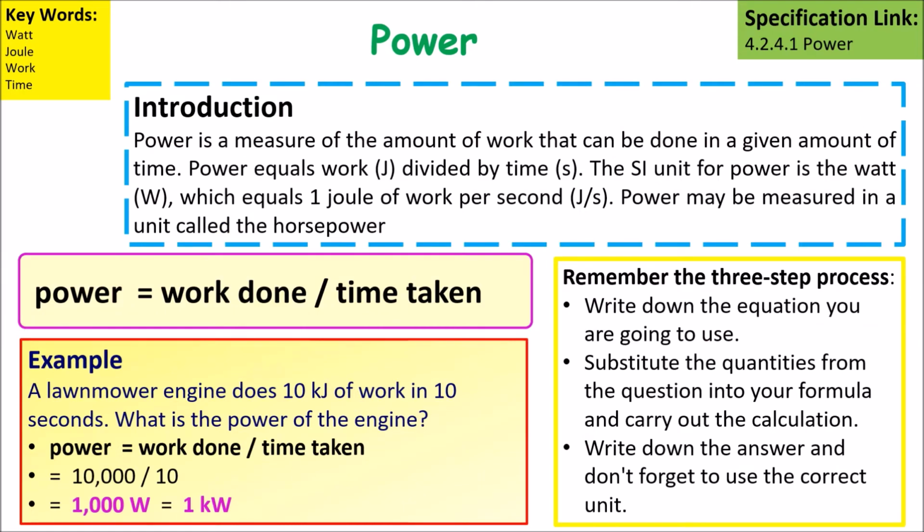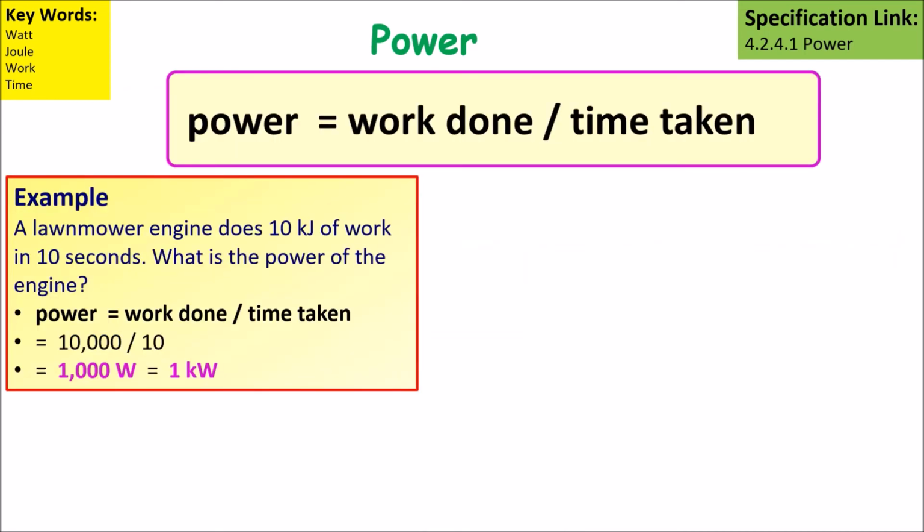The final way of calculating power is just to do work done divided by time. A lawnmower engine does 10 kilojoules of work in 10 seconds. What is the power of it? Remember that a kilojoule is 1,000 joules. So we're going to do 10,000 divided by 10, which would give us 1,000 watts or 1 kilowatt.